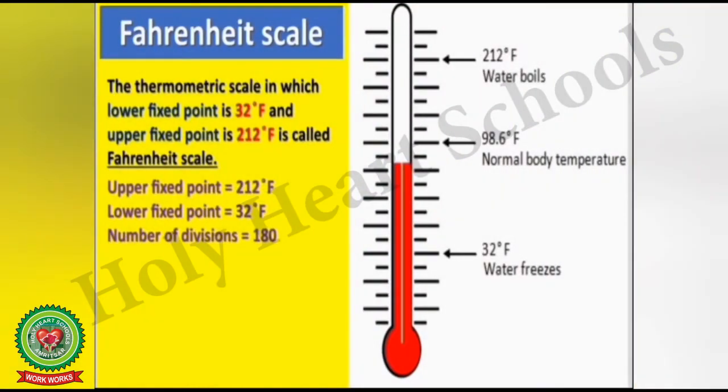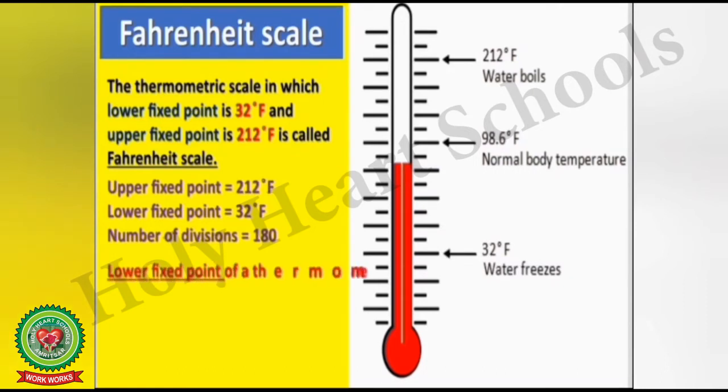First is Fahrenheit scale. Students, the thermometric scale in which the lower fixed point is 32 degree Fahrenheit and upper fixed point is 212 degree Fahrenheit is called Fahrenheit scale. Now, you must be wondering, what is the meaning of upper fixed point and lower fixed point?